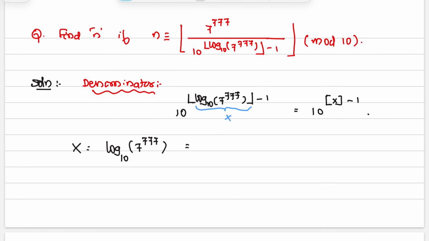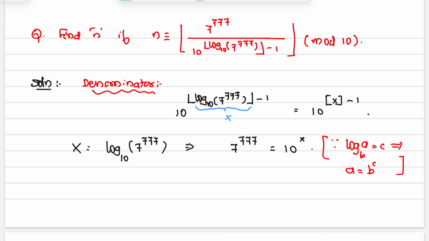This implies 7 to the power of 777 is equal to 10 to the power of x. Do you agree? Since log a to the base b is equal to c implies a is equal to b to the power of c. This rule we have applied here.